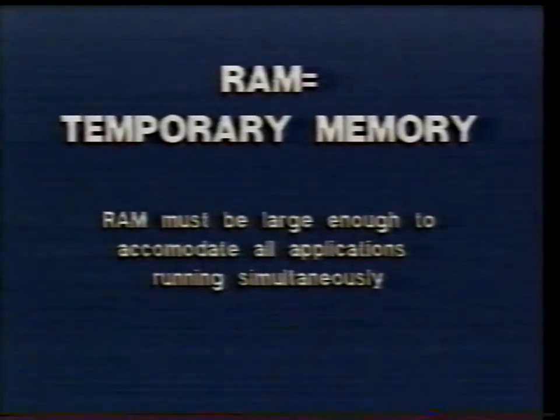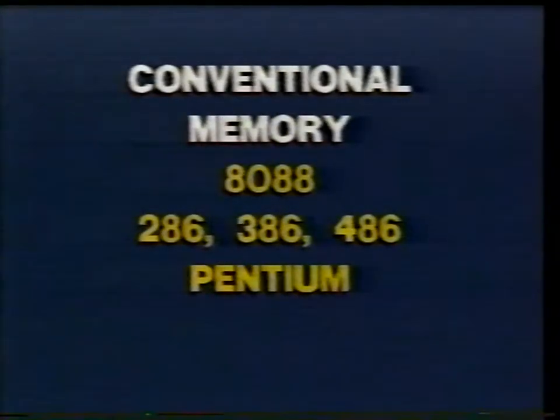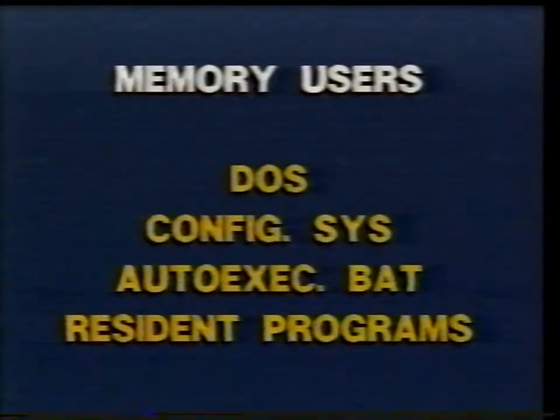All applications must be loaded into memory in order to run. The more memory you have, the more applications you can run simultaneously. Conventional memory exists on all 8088, 286, 386, 486 and Pentium-based computers. Most computers sold today come with 2 megs of memory, or RAM, as it is sometimes called. RAM is the acronym for Random Access Memory. When you start your computer system, DOS, or the disk operating system, will use some of this memory.